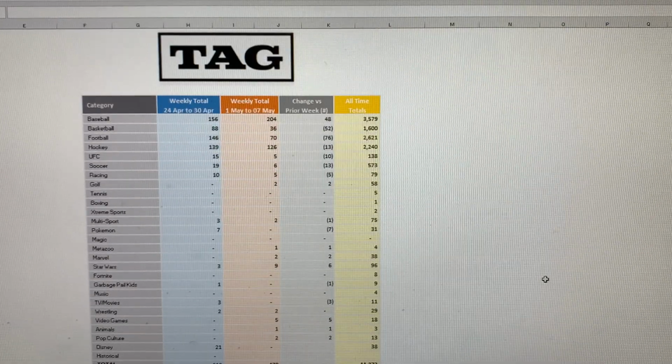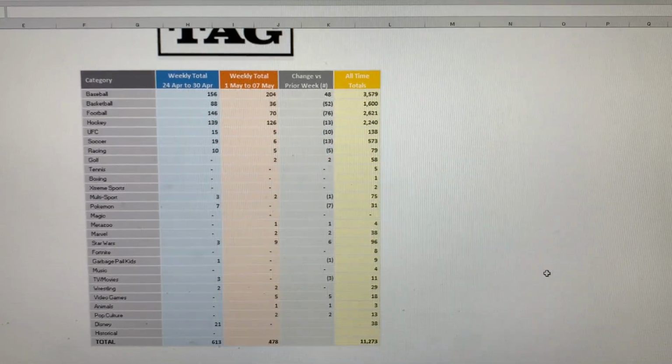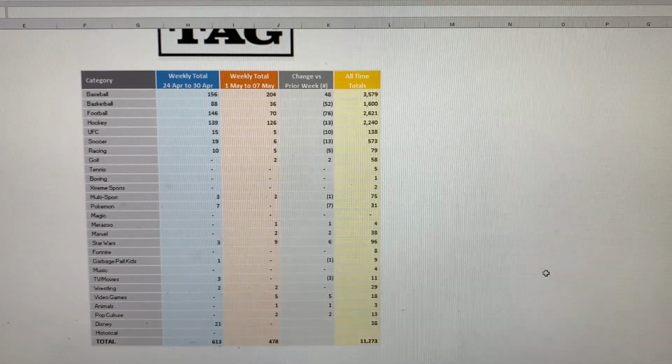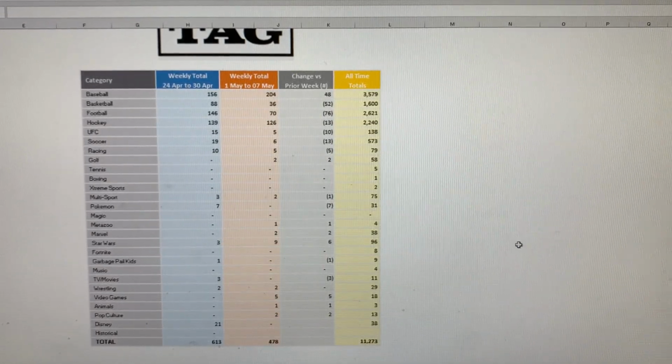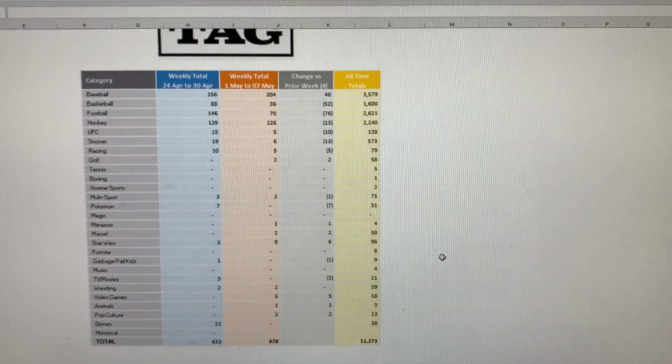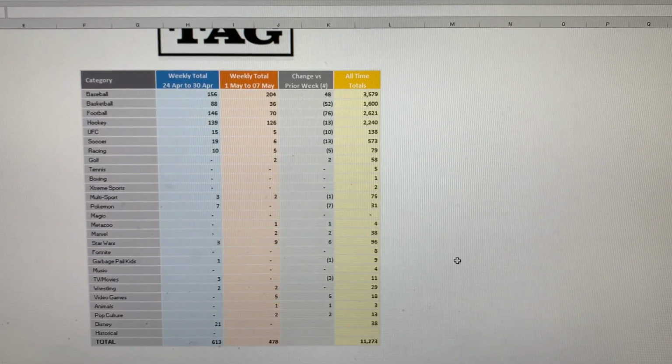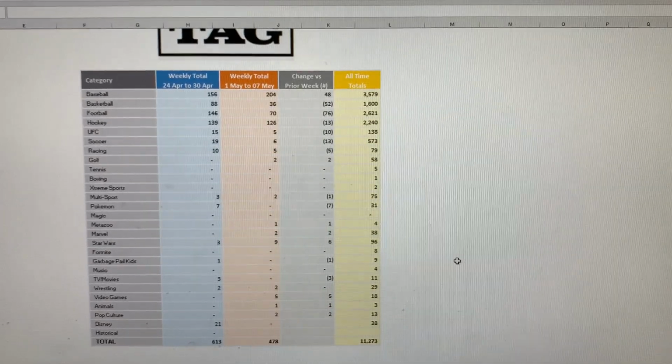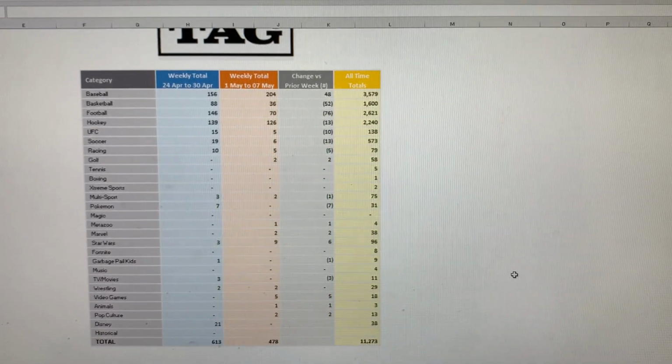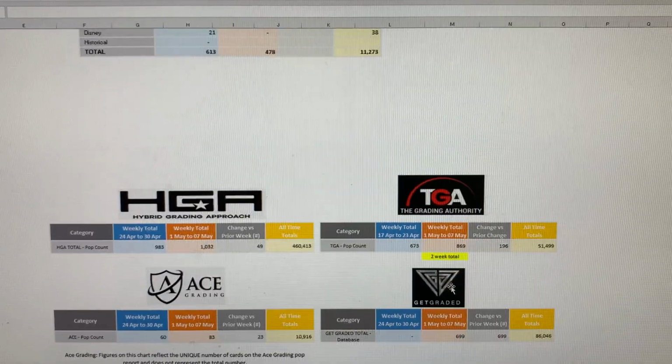Moving on to TAG Grading. TAG Grading is kind of making its way around social media and YouTube channels. I've seen them pop up here and there, so just for everyone's awareness, right? This week, they graded a total of 478 cards. Leading the way this week was baseball with 204, hockey with 126, 70 was football, 36 basketball, and Star Wars with 9. So pretty much it.